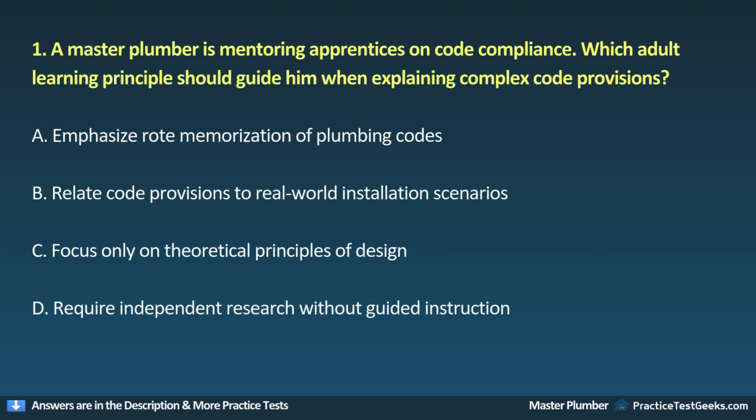1. A master plumber is mentoring apprentices on code compliance. Which adult learning principle should guide him when explaining complex code provisions? A. Emphasize rote memorization of plumbing codes. B. Relate code provisions to real-world installation scenarios. C. Focus only on theoretical principles of design. D. Require independent research without guided instruction.